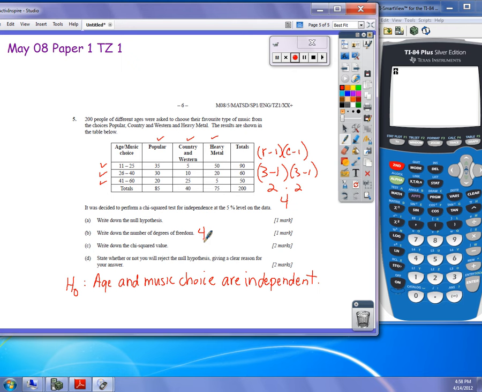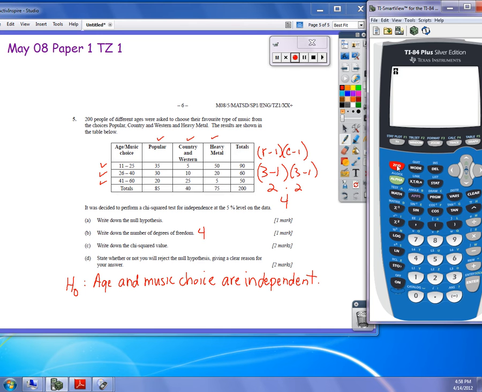So let's remind ourselves how we do that. The first thing that you need to do is put all of your data into a matrix. And the matrix button is the 4th one down on the left. You have to hit second matrix. I'm going to cursor over to edit and hit enter, and that allows me to enter a matrix. I want to enter a 3 by 3. I had 3 rows and 3 columns. I'm going to make a 3 by 3 matrix.